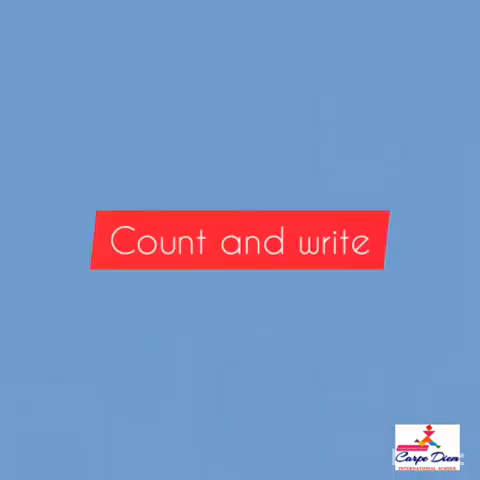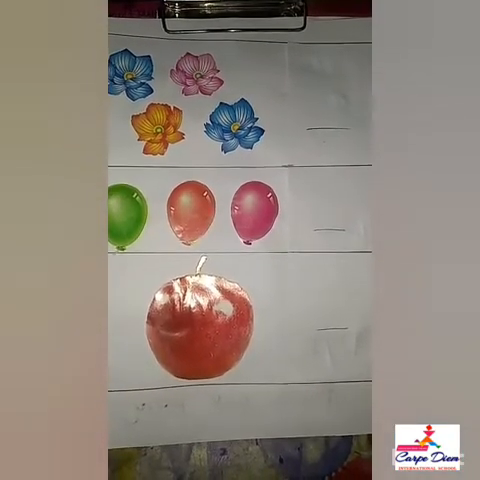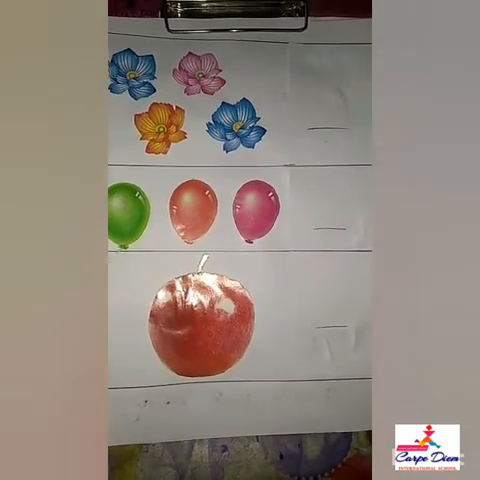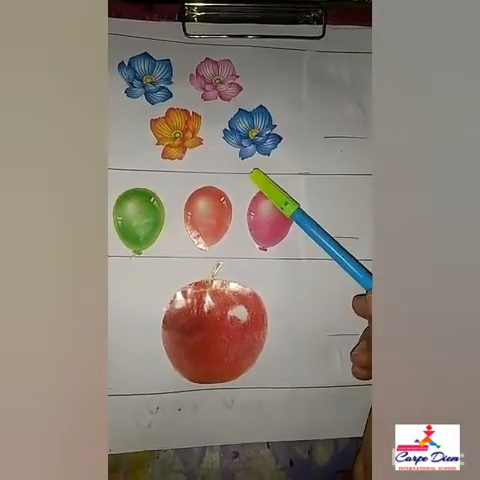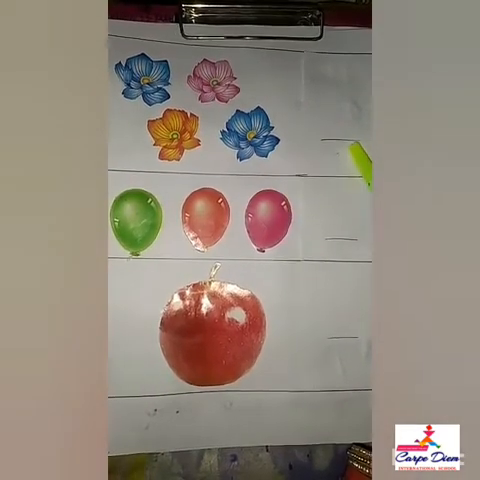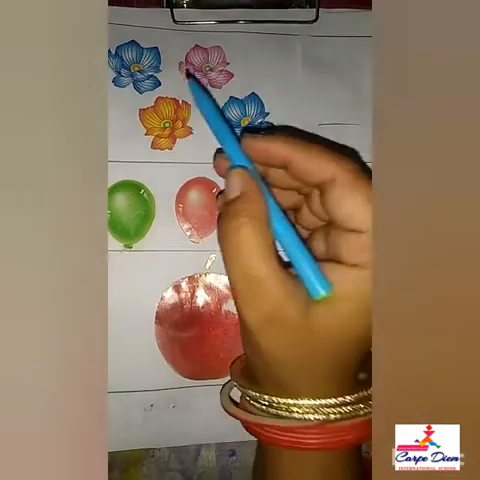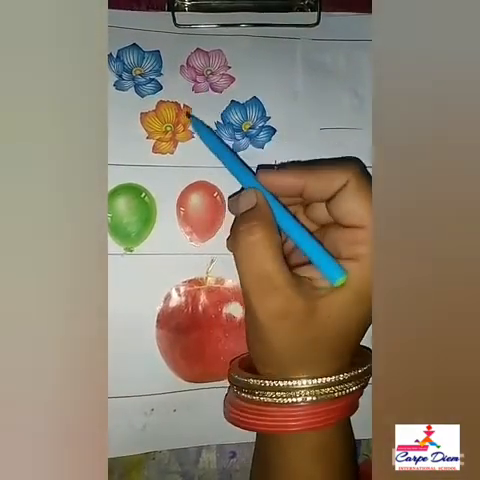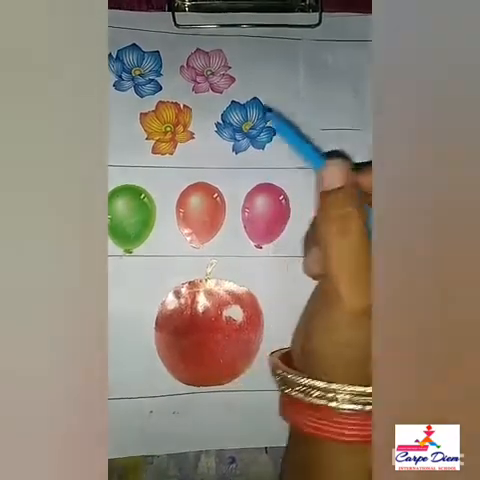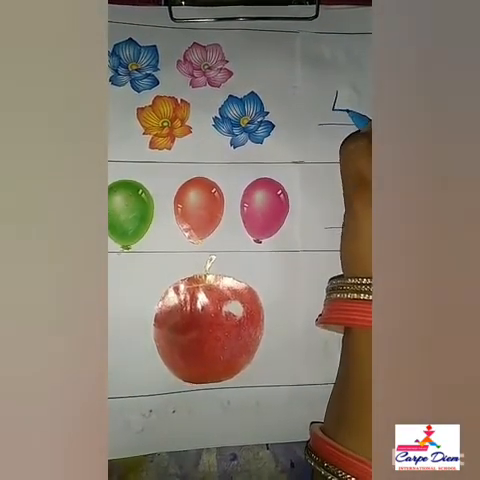You have done counting 1 to 6. Let's do count and write now. Let's start doing this worksheet of count and write now. You have to count these pictures and write in front of them. Look at these flowers and count them. 1, 2, 3, 4. 4 flowers.